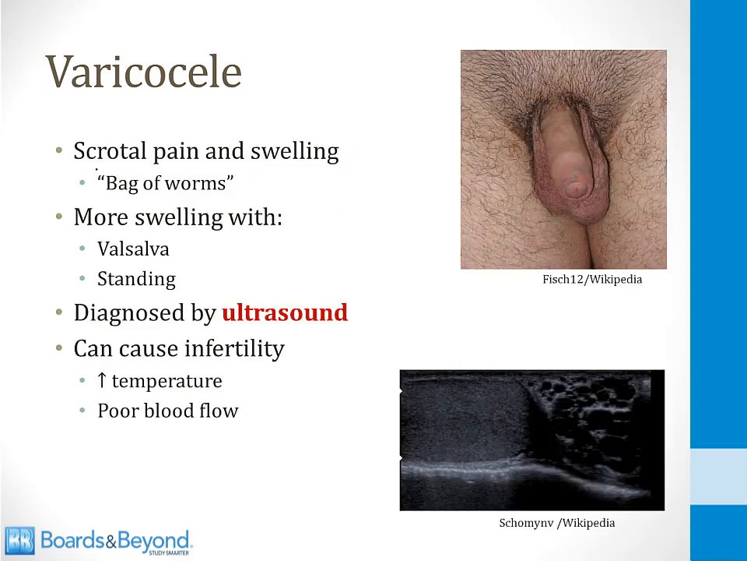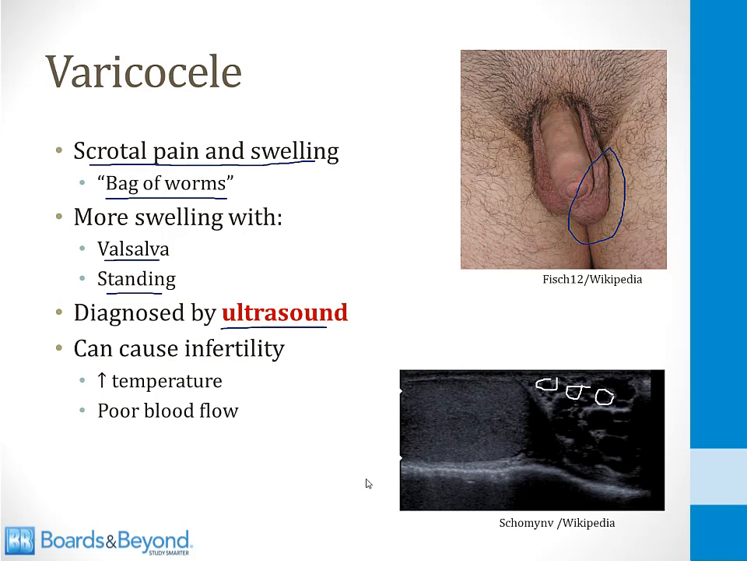The symptoms of a varicocele include scrotal pain and swelling. Men sometimes describe a feeling like there's a bag of worms in their scrotum. If you look at the top of the screen here, there's swelling on the left side of this man's scrotum. That's typical for a varicocele. There is more swelling if the man valsalvas or stands. Both of these maneuvers decrease the blood flow from the scrotum and can increase the size of the varicocele. The diagnosis is often made by ultrasound. If you look at the bottom of the screen, there are these large black circles inside the scrotum here. I'm circling several of them with my pen. Those are swollen veins typical of a varicocele.